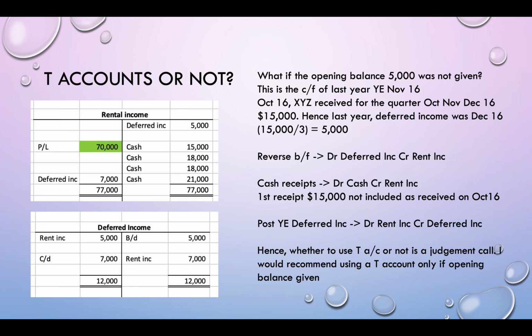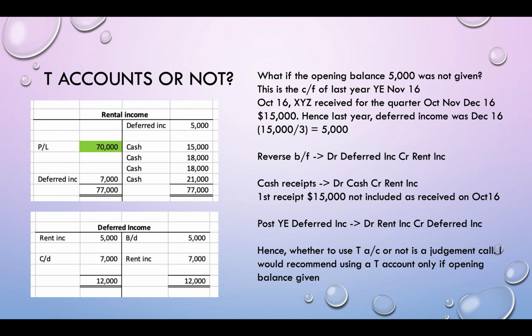What you need to do is think of a year behind, year end November 16. The carried forward figure during that year end will be the brought forward figure that we have this year. If you remember, in October 16, XYZ received for the quarter October, November, December 16, $15,000. Hence, for that year, deferred income was for December, because they have received 1 month extra, which doesn't relate to November 16, it is after that. Therefore, deferred income during that year was 15,000 divided by 3, and hence explains the brought forward balance.